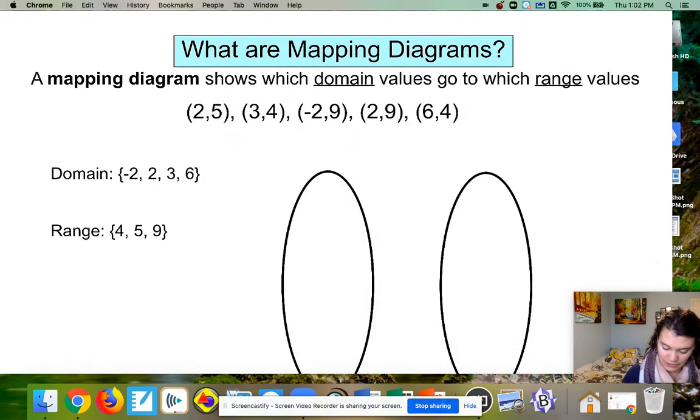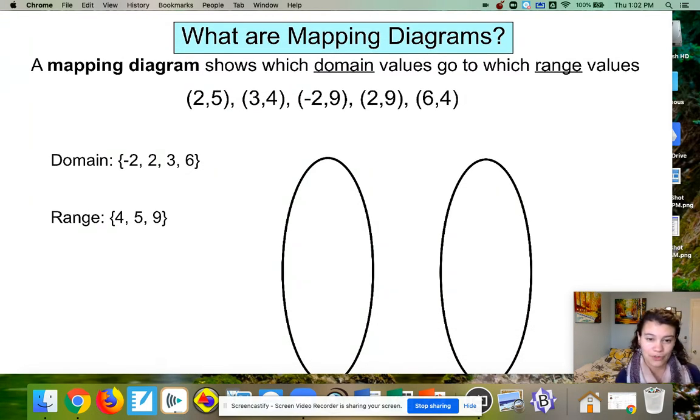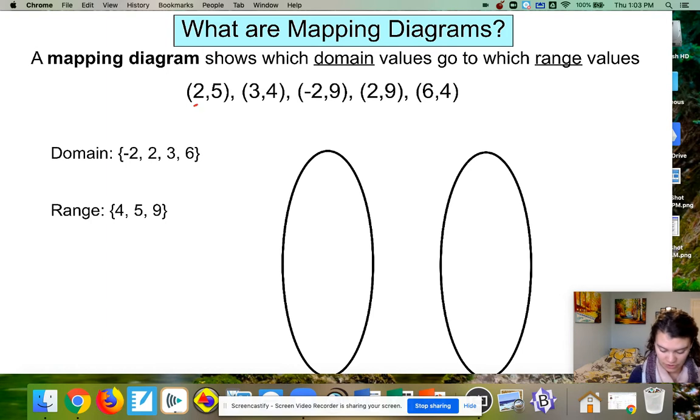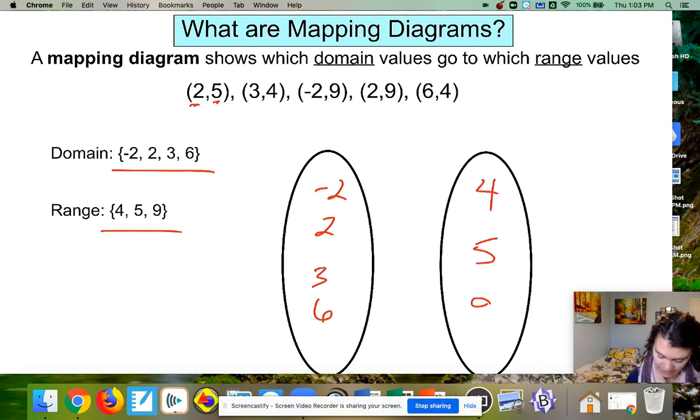All right, so using a mapping diagram. A mapping diagram just shows you in a visual where the domain values go. So here, 2 would go to 5, but you're going to do it in a picture. So you list your domain. Here we have -2, 2, 3, and 6, and then list your range. So you have 4, 5, and 9. And then you just draw arrows showing where everything goes.